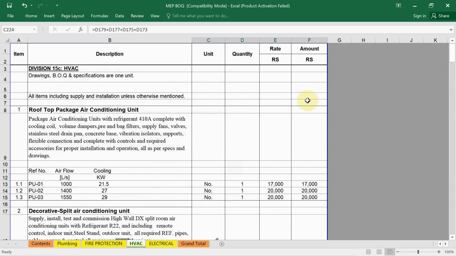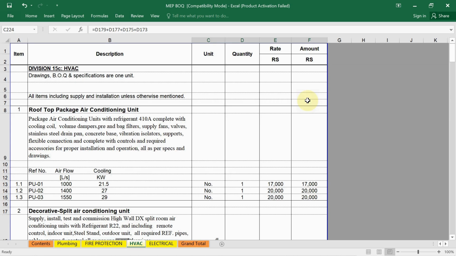Then the next step is rate and pricing, total cost and unit rates. You have to determine the unit rates for each item based on market prices, supplier quotes and historical data, and then calculate the total cost. To calculate the total cost for each item, you multiply the quantity by the unit rate, and you will get the total cost. And then finally we have to prepare the BOQ documents.